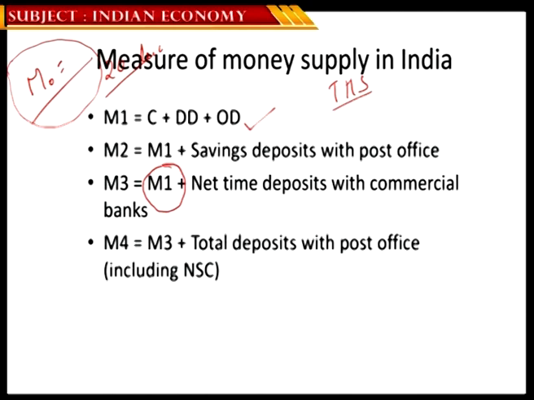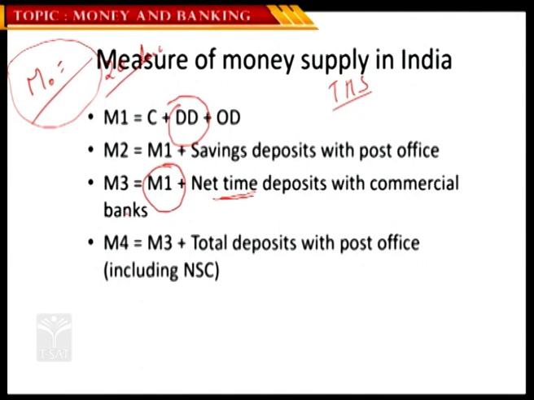Then coming to M3, keep this in mind, it's not M2 plus. This is something where many of you end up making a mistake. M3 is not M2 plus, it is M1 plus net time deposits with the commercial banks. When it comes to M1, we only included demand deposits, but for M3 we are also adding the net time deposits, meaning term deposits, what we call fixed deposits. And M4 simply corresponds to M3 plus total deposits with the post offices, including national small savings certificates.